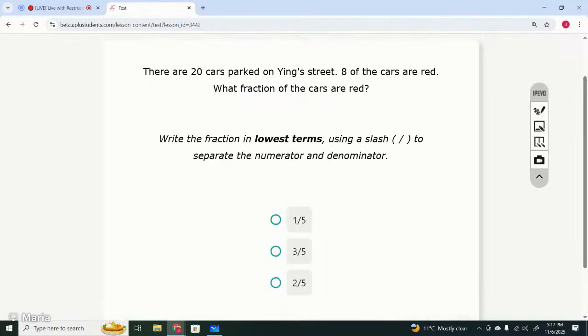There are 20 cars parked in Ying Street. 8 of the cars are red. What fraction of the cars are red?